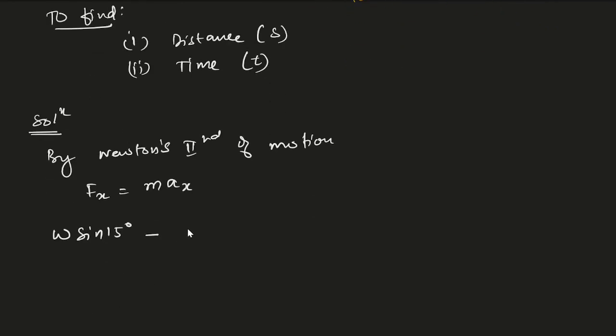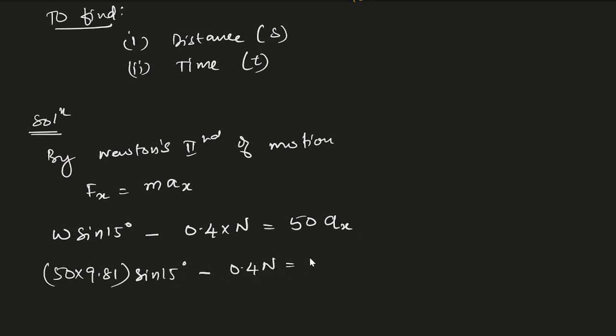So minus mu, which is 0.4, times N, and we don't know N. The mass of the block is 50 kg, and we don't know the acceleration either, this will be a_x. We know W is 50 kg, but we need it in newtons, so 50 into 9.81 into sin 15 minus 0.4 N equals 50 a_x.